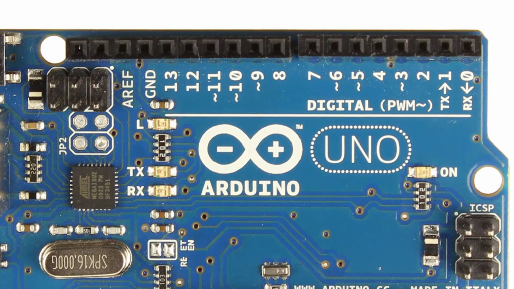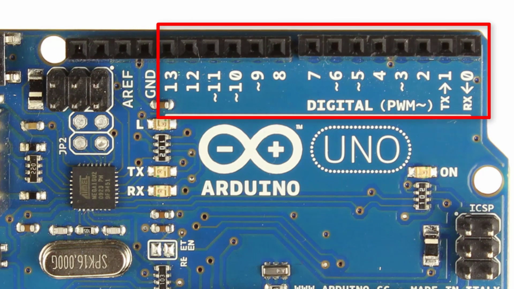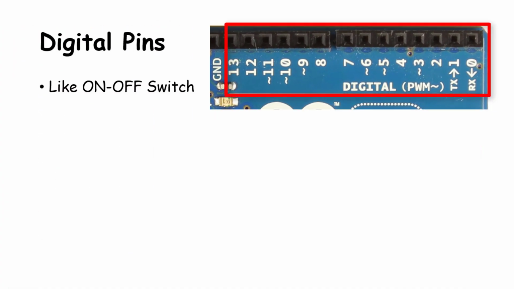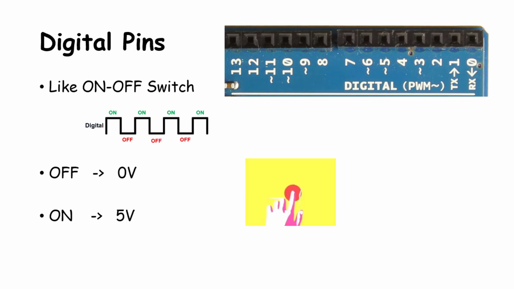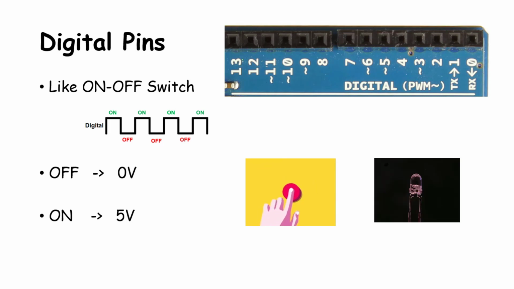Let's begin with the digital pins. Arduino Uno board comes with 13 digital pins. Think of these pins as the on-off switches of the Arduino. These pins are used to send and receive digital signals. Digital signals have only two states, either off or on. In electrical terms, off state represents 0 volts, while on state represents 5 volts with no intermediate values. This simplicity makes digital pins perfect for various tasks, such as reading button presses, controlling LEDs, and communicating with other digital devices.